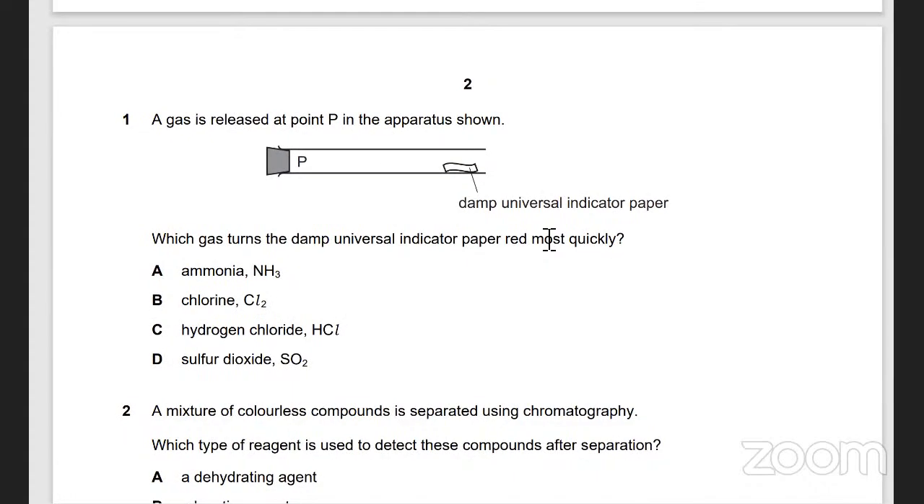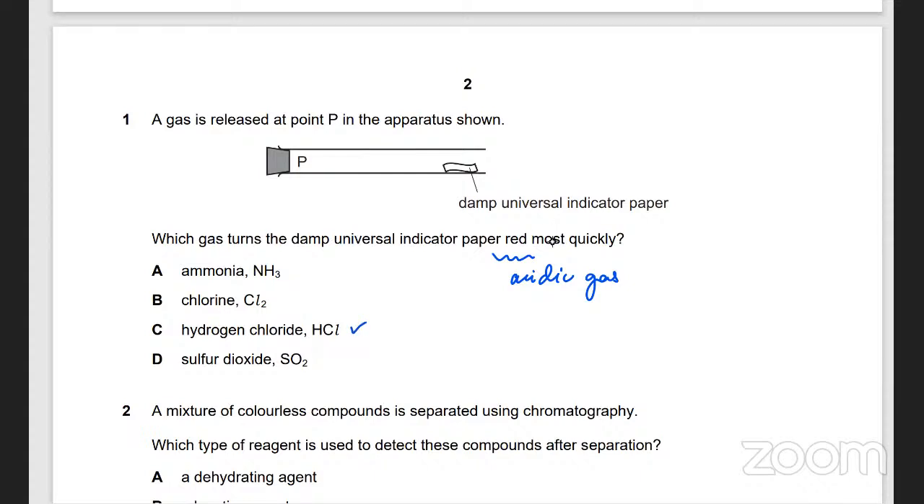So first question. What's the answer to the first question? Gas is released at point P. So एक तो indicator paper has to turn, which turns indicator paper red most quickly. तो indicator paper red कौन करता है? Is it going to be an acidic gas or a basic gas? Acidic gas. ठीक है, so it's an acidic gas, right? So it'll be C, hydrogen chloride.